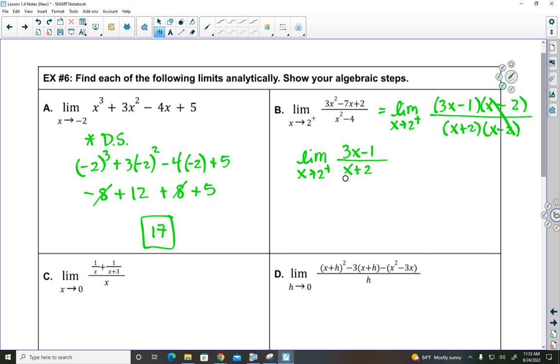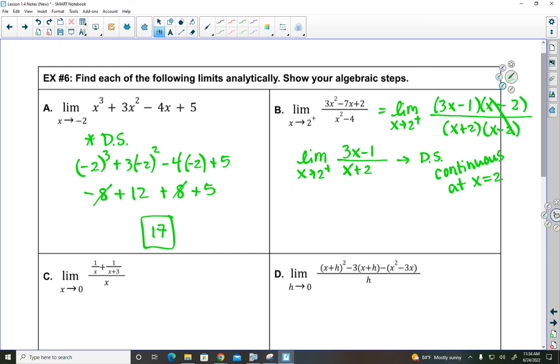If we plug in a 2 to the denominator, even though it's a right-hand limit, if we plug in exactly 2, we're not going to get 0 down there. So we can use direct substitution because it's continuous at x equals 2. Okay, because if I ignore the fact that it's a right-hand limit, if I plug 2 into the denominator here, 2 plus 2 is 4. I'm not going to get 0.